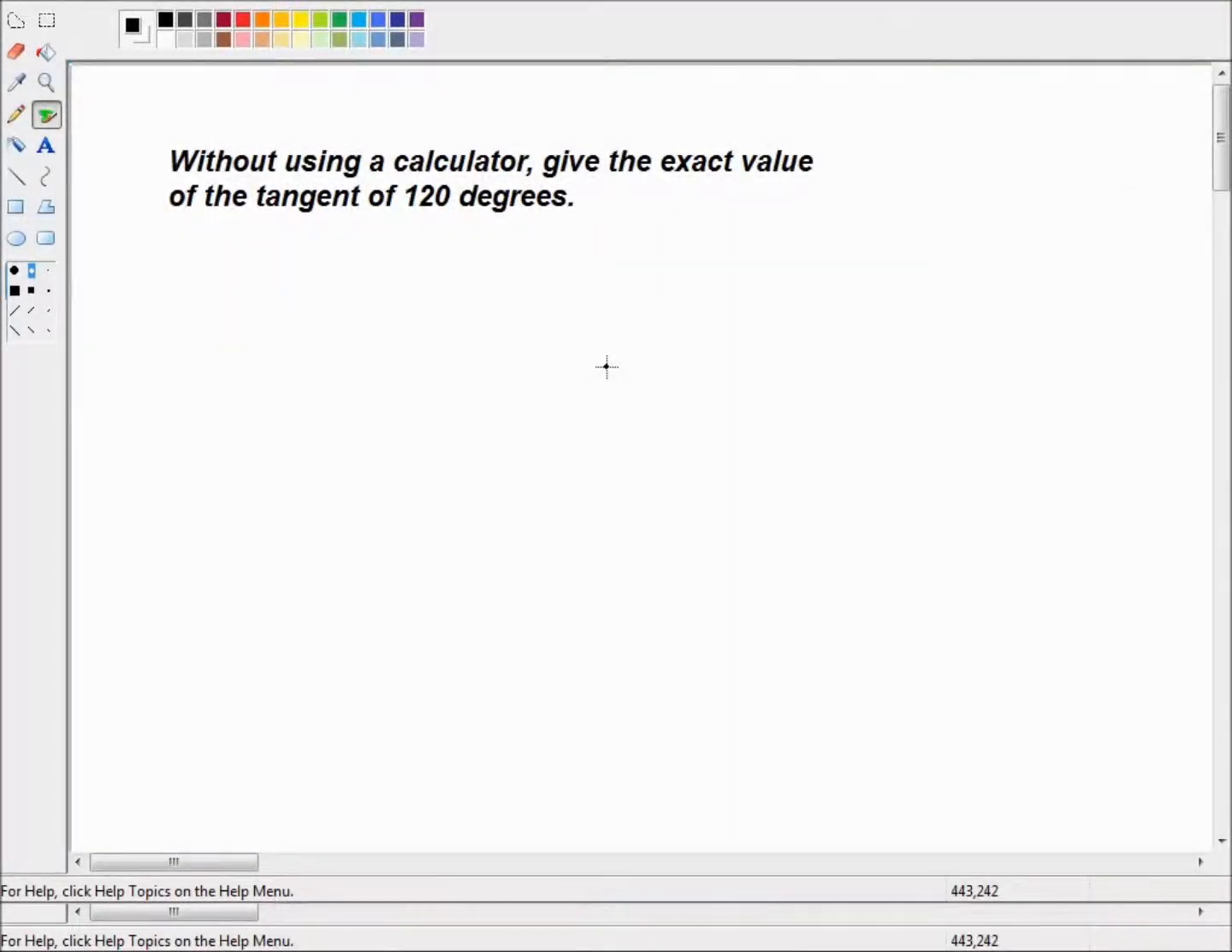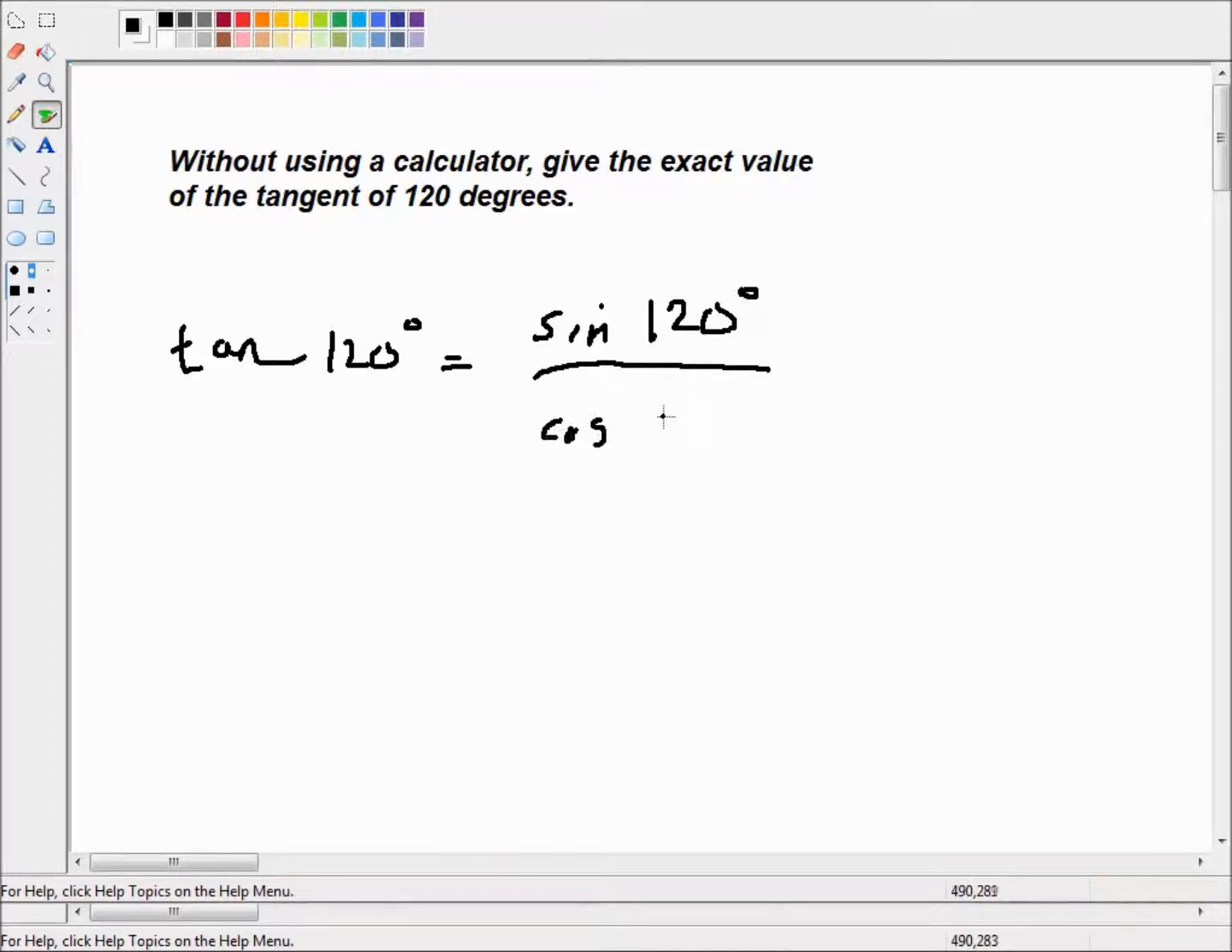Okay, well, so much for the theory. Let's have a go at putting that into practice. We're told, without using a calculator, give the exact value of the tangent of 120 degrees. Okay, so we can start off by saying the tangent of 120 degrees is equal to the sine of 120 degrees divided by the cosine of 120 degrees. Excellent. Now all we have to do is figure out what the sine and cosine of 120 degrees is.